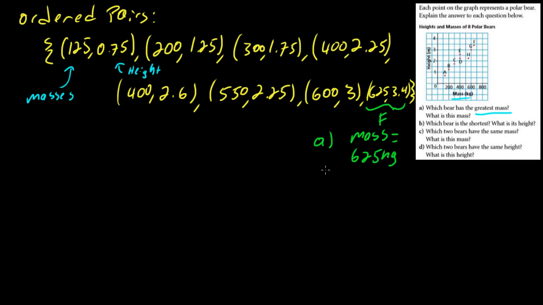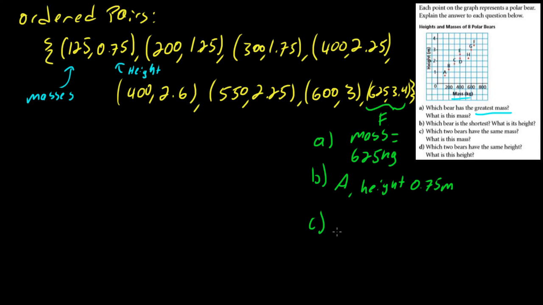For B here, we can take a look at which bear is the shortest and what is that height. So now we're looking at our range values and we're looking for the lowest range value. And that should be our A coordinate over here. So we have polar bear A, and that height, we can recall from our ordered pairs, 0.75 meters.